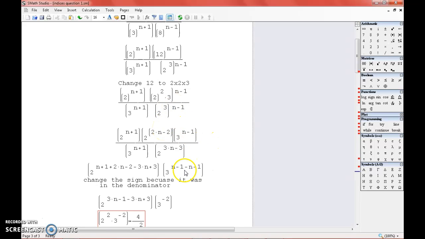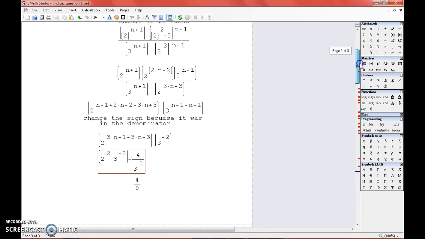Likewise, you do the same thing for the 3. So you have n minus 1, and then you carry it up. If you're carrying it up, remember you have to change the sign, so that will be n minus 1 minus n minus 1. Then you simply evaluate from there. You simply calculate right here, and you have the answer right there. You do the same for right here.